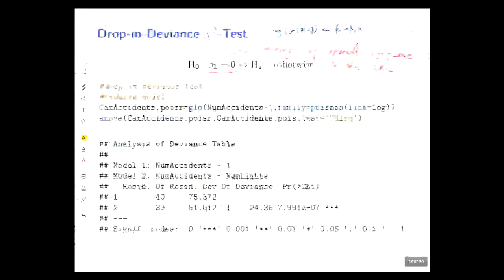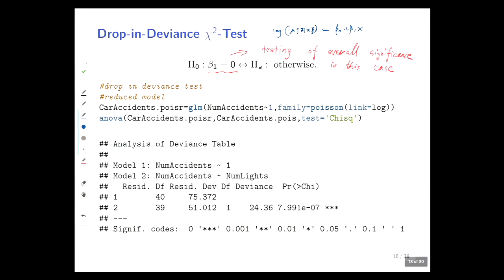So this is our model. Because we only have 2 coefficients, and beta 1 corresponds to the coefficient of the explanatory variable, and we only have 1 explanatory variable, testing beta 1 equals 0 is also testing of overall significance in this case, because we only have 1 variable. So this is really special.